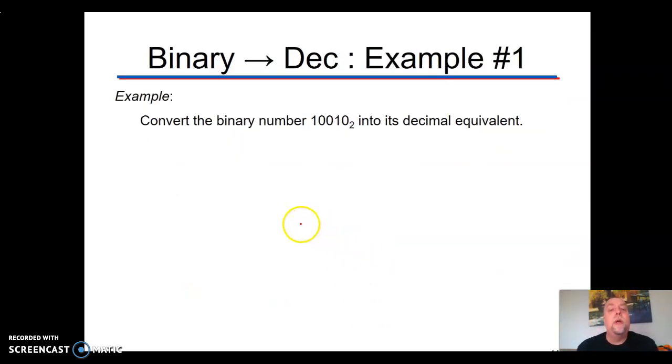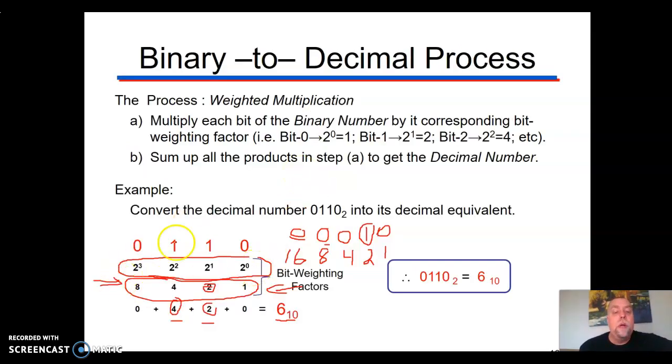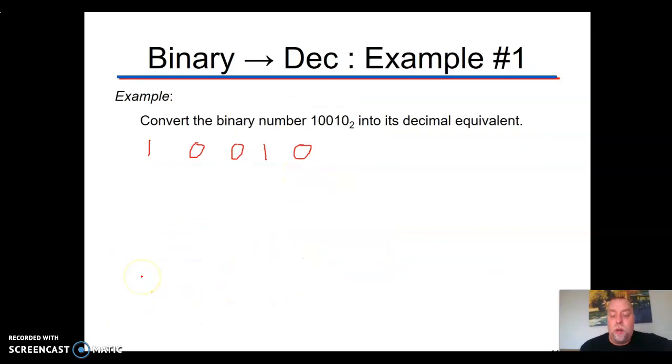Okay, so here, my binary number now is 1, 0, 0, 1, and 0. So this is my least significant bit here. This is my most significant bit. So my least significant bit here, the factor. Remember the factor? The factor here, it's 1. The first one is 1. The second one is 1 plus 1, which is 2. What's the third one? 2 plus 2, which is 4.